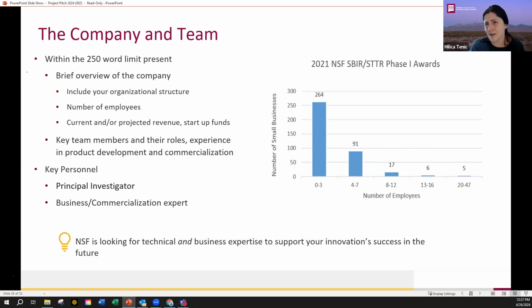So that 20 to 40 number, you'll probably be there by maybe the end of phase 2 after all of that prototyping and potential new directions you found. But most NSF awardees are a very early business, a very early startup with a revolutionary idea. So in addition to the number of employees, talk about and briefly mention current and projected revenue, any startup funds, any additional interest that there is in your startup.